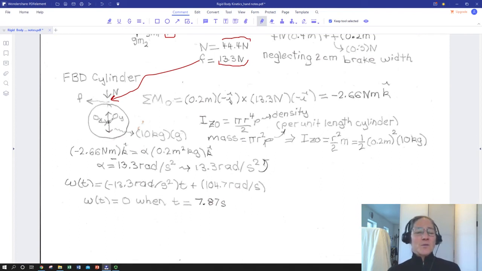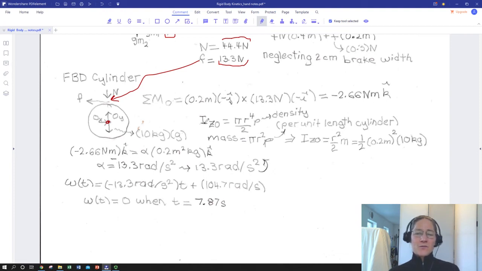So the sum of the moments about the center of mass of the cylinder at O is R cross F. So R is just the cylinder radius, which is in the negative j hat direction for the coordinate system I picked, and 13.3 newtons friction force in the negative i hat. So we end up getting a negative 2.66 newton meters, and that is the net moment.